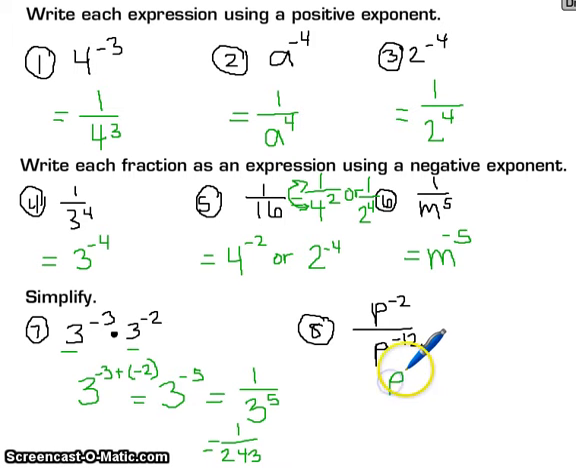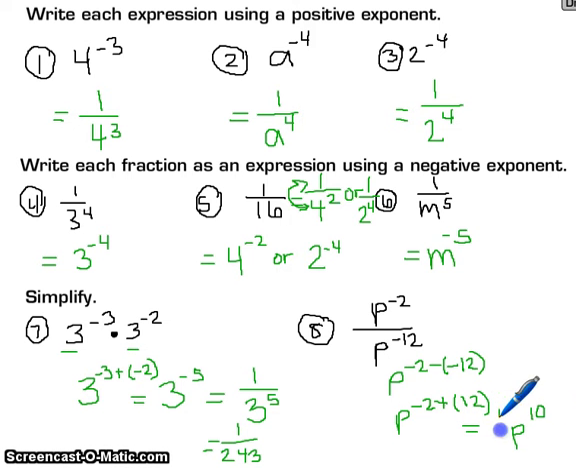So it's going to be p to the negative 2nd minus negative 12. So remember our rules for this, we're going to keep the first one the same. We're going to change it to addition and make the last the opposite. So that's going to become a positive. When I'm adding numbers with different signs, I find the difference. So it's going to be 12 and 2 is 10, and take the sign of the larger number, which would be positive for 12. So my final answer would be p to the 10th power.